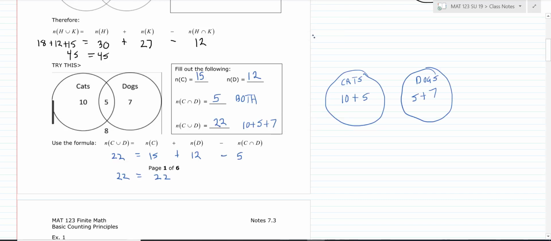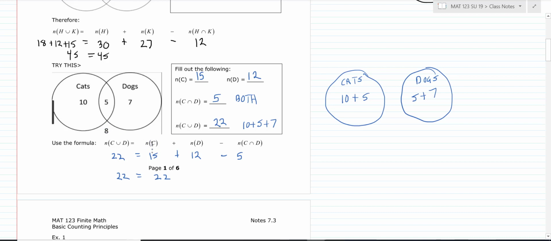Okay, so check and see if you got it right. So first of all, the number of owners who have cats, there's 15 cat owners. Dogs, there's 12 dog owners. 5 have both a cat and a dog. So we expect the union of these sets just to be 10 plus 5 plus 7. Just ignore the 8. The 8 would be people that don't own a cat or a dog in this set.